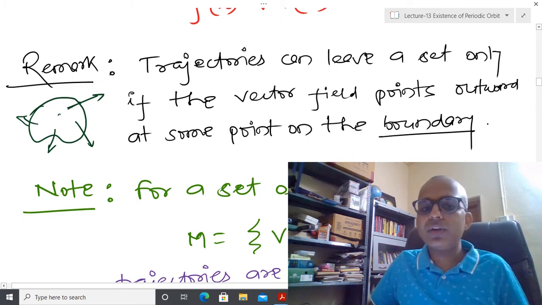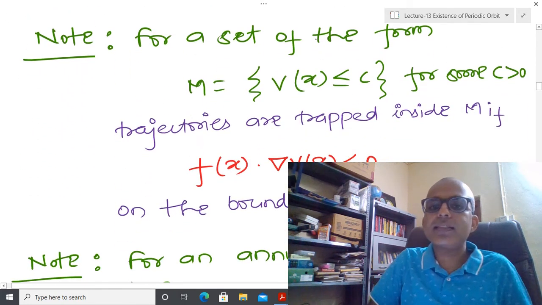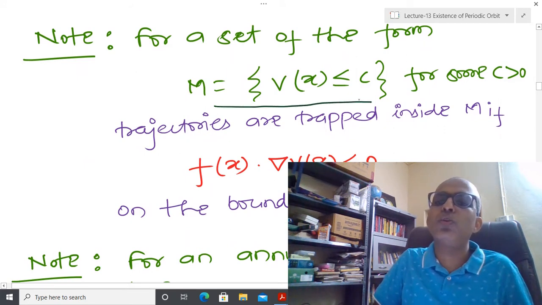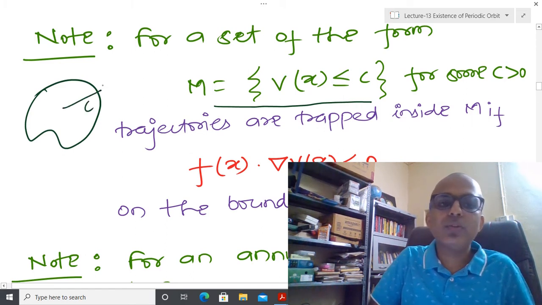Okay, so now let us come to this note, for a set of the form: suppose that I have constructed some kind of closed orbit and I have defined it as V(x) less than or equal to c for some c greater than 0. Trajectories are trapped inside M. So I have defined M like this. M is some kind of closed region, and c is some radius of that. So either I am here or inside this. That is the meaning. So this M is the region.